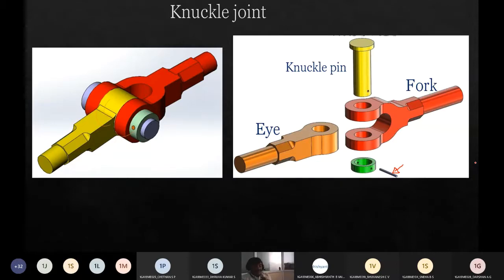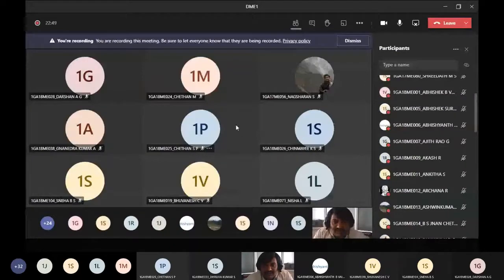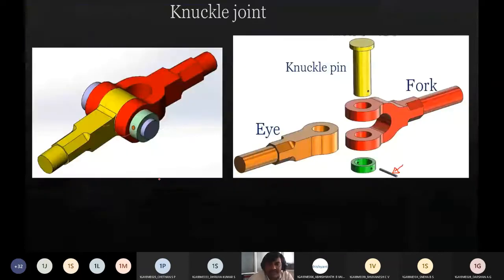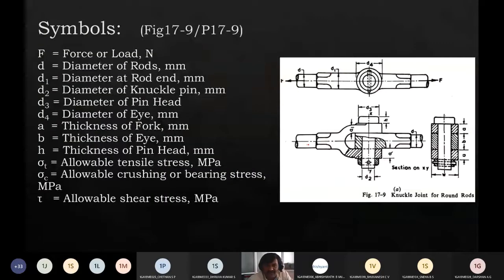So any questions in the knuckle joint? Can you recall what exactly we have done once again? How many parts do we have in a knuckle joint, guys? A knuckle joint basically has three components. The first component we call a fork, the second component is called a knuckle eye, and the third component is called a knuckle pin. I will talk about the rest later.